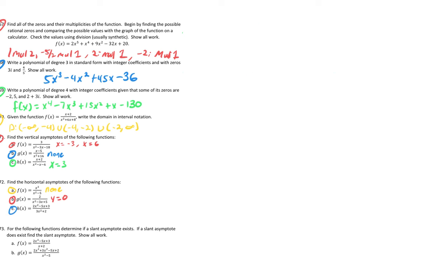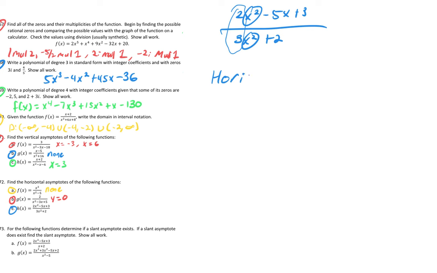Part C, you have 2x squared minus 5x plus 3 over 3x squared plus 2x. So the highest power in both of them are equal. So now we look at their coefficients, and that's where the horizontal asymptote will occur. So horizontal at y equals 2/3.